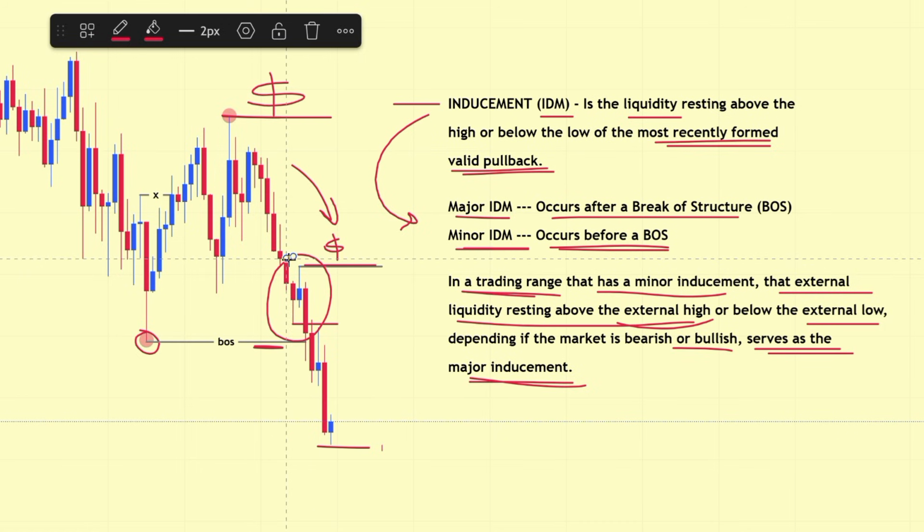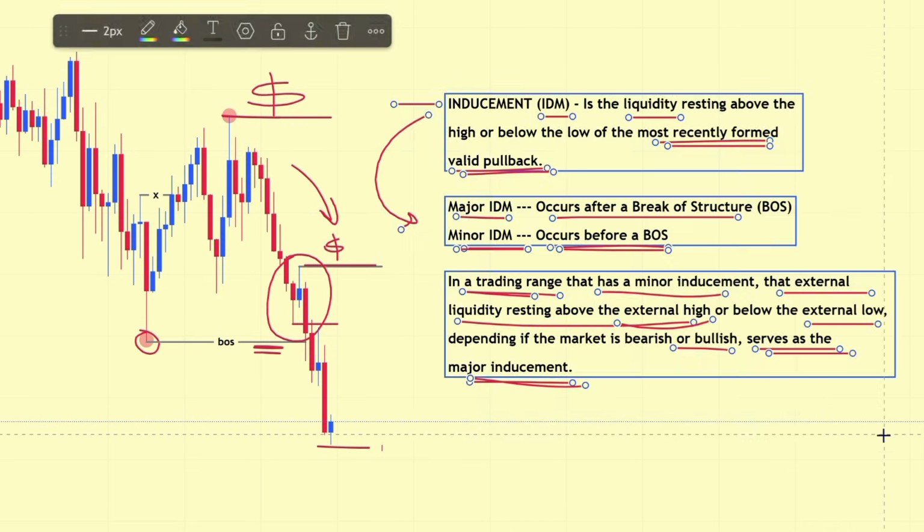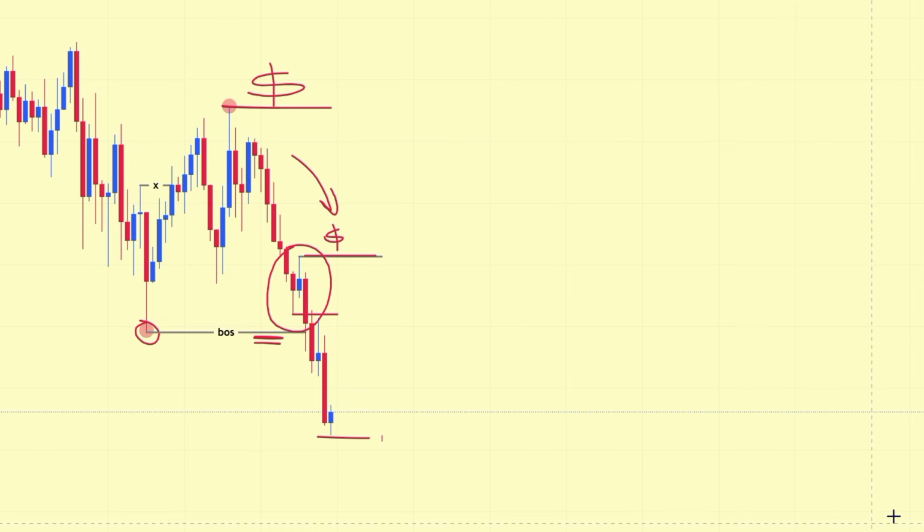And what is a minor inducement? It's the liquidity resting above the high of the most recently formed valid pullback that gets created before the break of structure, in this case a bearish break of structure. Okay, so let me get rid of all of this messy part so that now we can be left with a naked chart exactly right here.